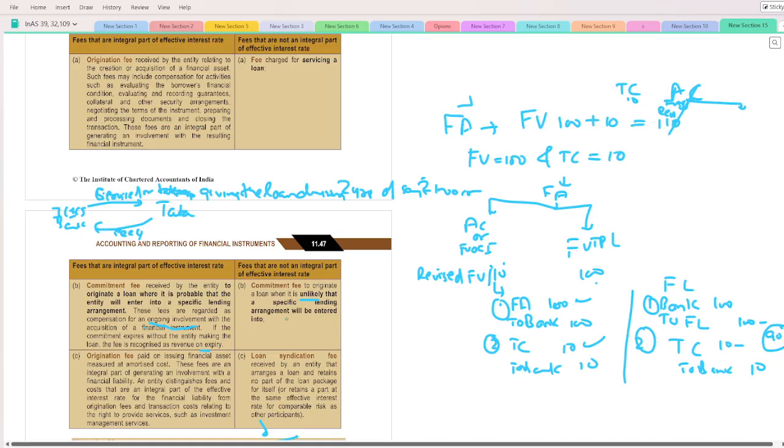Yeah, so the fees that are not an integral part of the effective interest rate. So this is a commitment fee. Now coming to the origination fee.